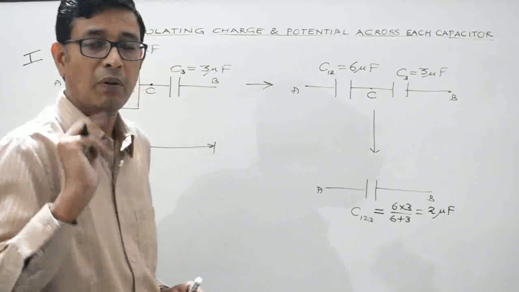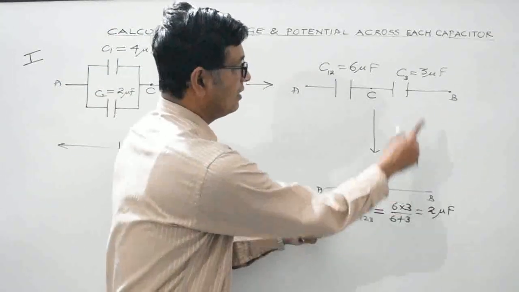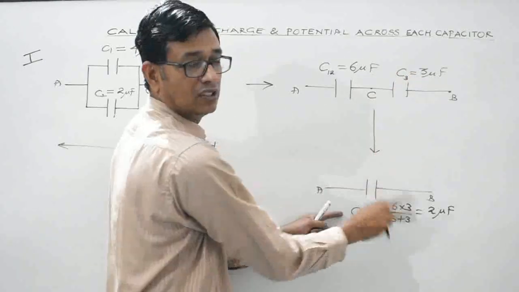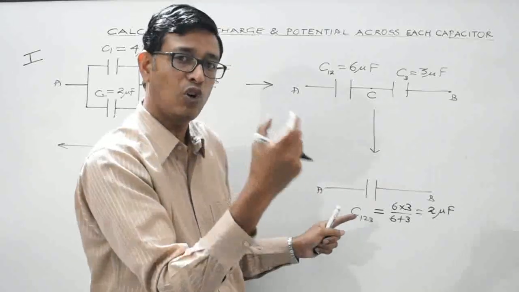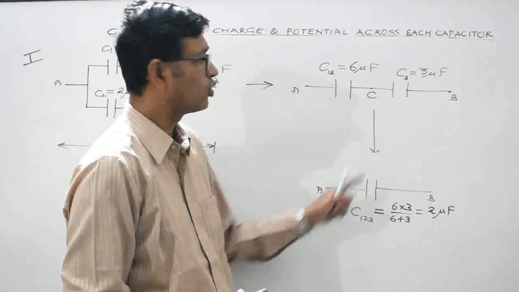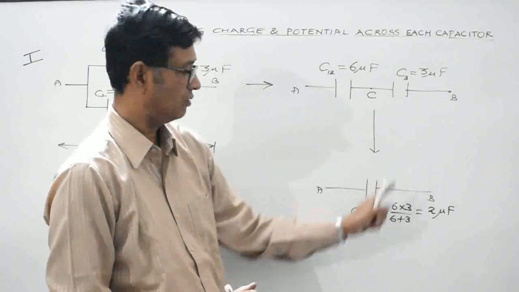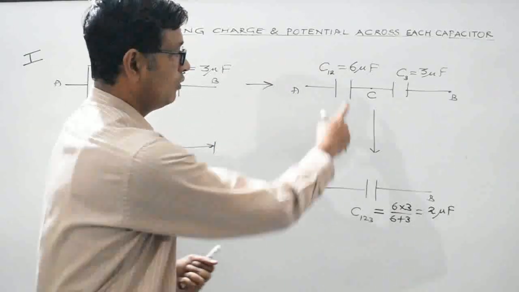And students, always remember, in the series grouping, the resultant capacitance would be less than the minimum of the given values of capacitance. So before doing any sort of calculation, a rough idea should always be there at the back of your mind. What should be the range of the value? It should obviously be less than the minimum, less than 3, which is 2 microfarad. Right? So you can solve it.